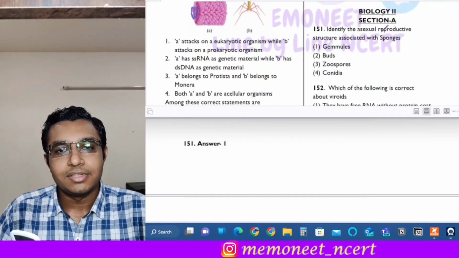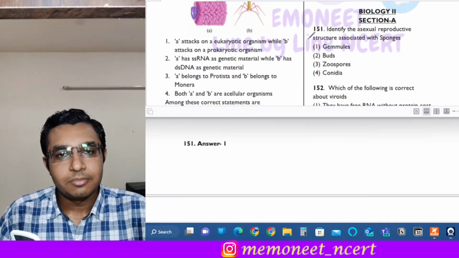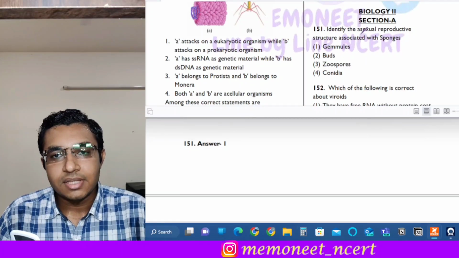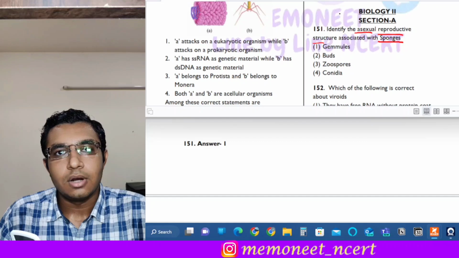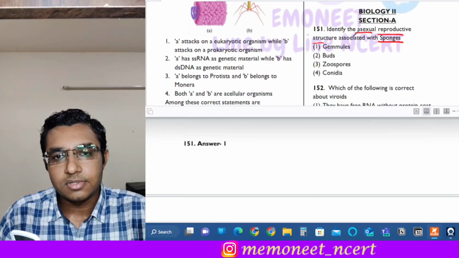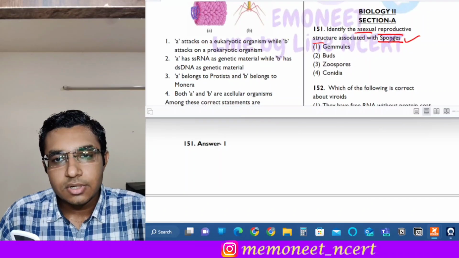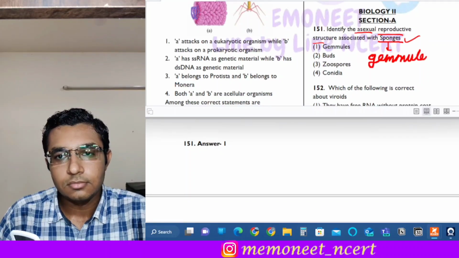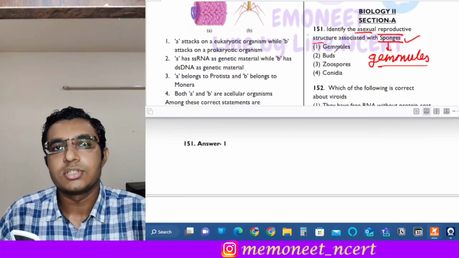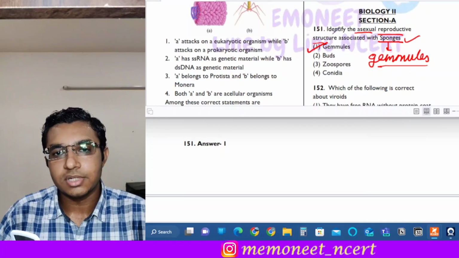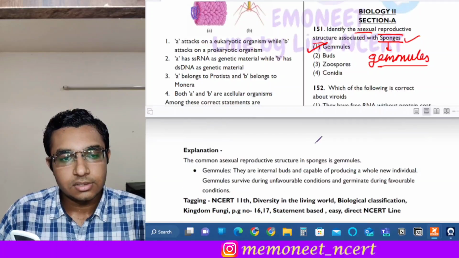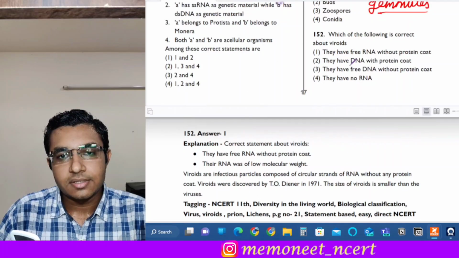So let us start with question number 151. Question number 151 is: identify the asexual reproductive structure associated with sponges. Okay. So according to the question, we have to identify the asexual reproductive structure which is found in the sponges. So see, this is a direct single line question, and the asexual reproductive structure in the sponges is what? It is the gemmules. Okay. So the asexual reproductive structure found in sponges is gemmules. So we have to simply remember this, okay? The asexual reproductive structure found in sponges is gemmules, okay? So moving on to the next question, that is question number 152.